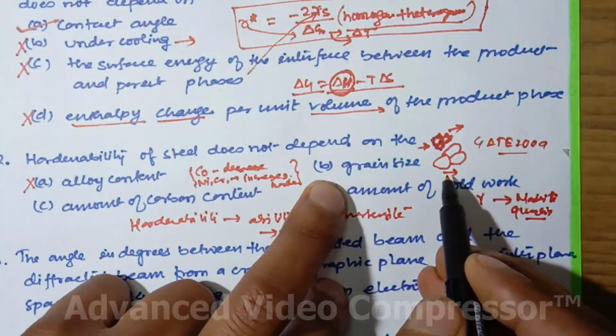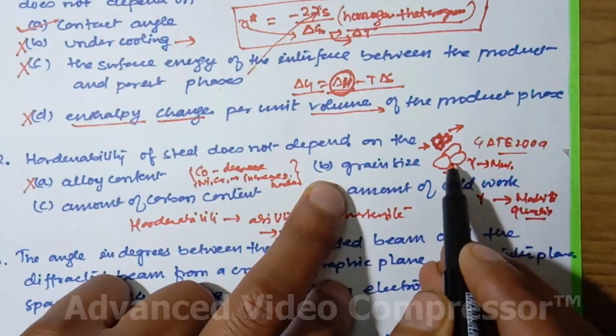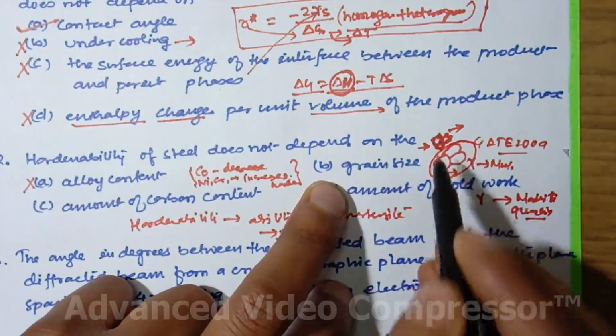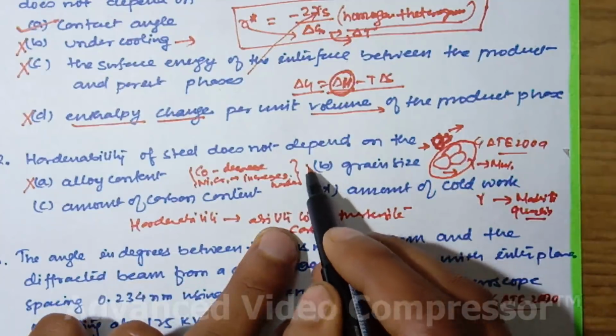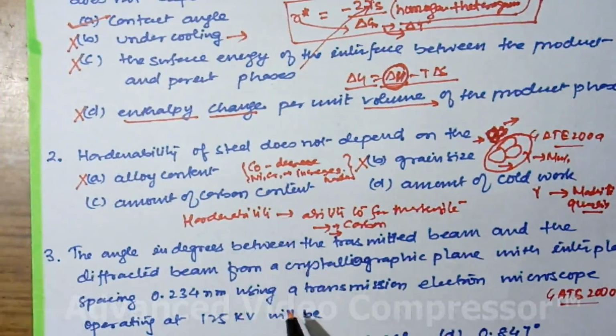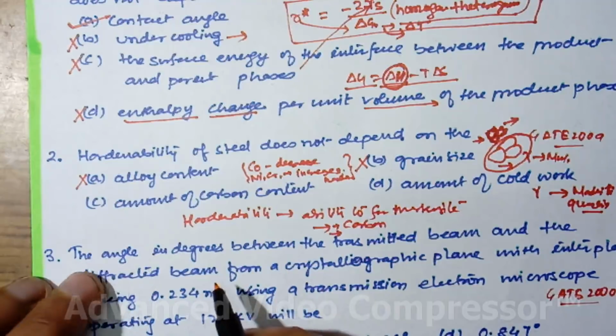So if you take coarse grain austenite and then transform it to martensite, then the hardness or the martensite amount will be greater in coarse grain material. So grain size, you also note, is not the correct answer. Amount of carbon content: carbon content also has an effect on hardenability. You must be knowing about this. Like if you increase the carbon content up to 0.8, then the hardenability increases, and after that hardenability decreases. So you can find this in the book also.